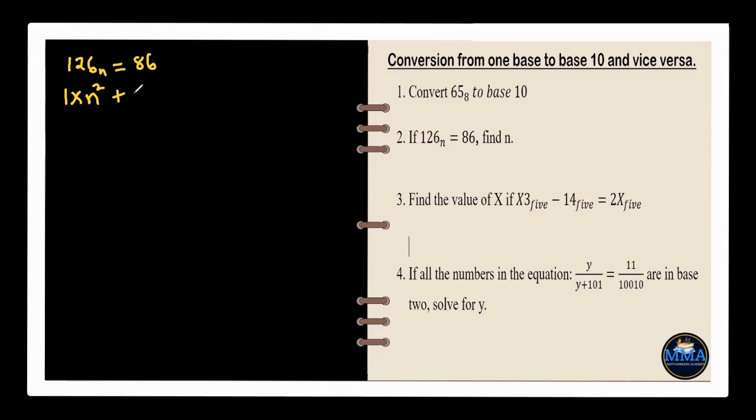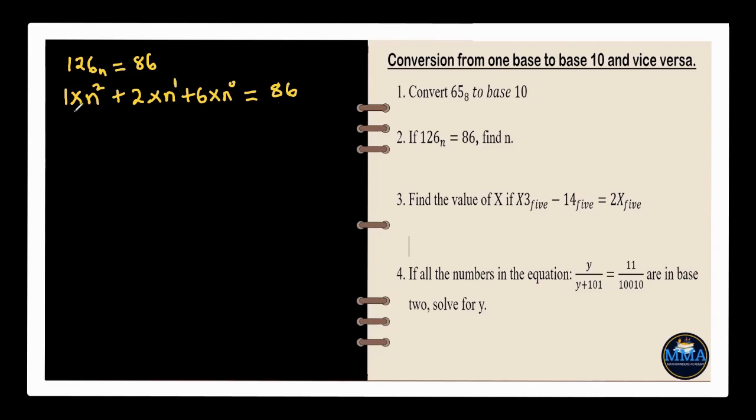Then plus, we take the next number, 2 times n. After we have taken these two, how many digits are left here? We have only 1 digit left, so this is power 1, plus 6 times n. There's no other digit left here, so this is power 0. So you can see that the powers are in descending order, 2, 1, 0. So this is equal to 86. Of course, 86 is in base 10. If a number is written without any base attached to it, it's already in base 10.